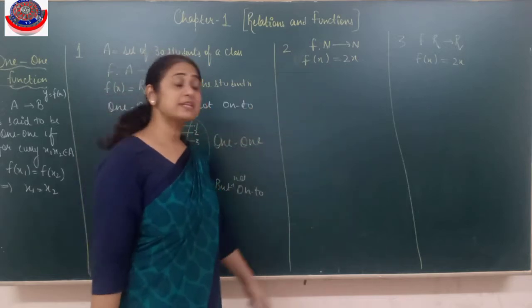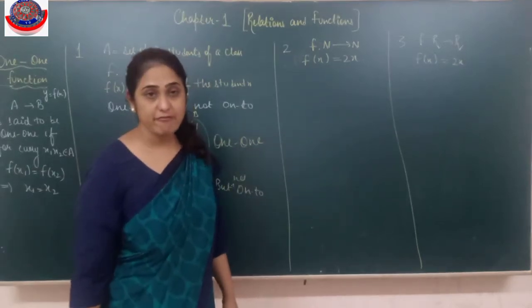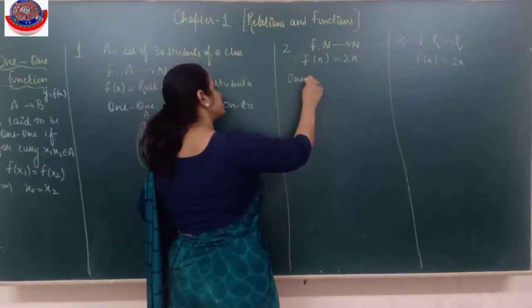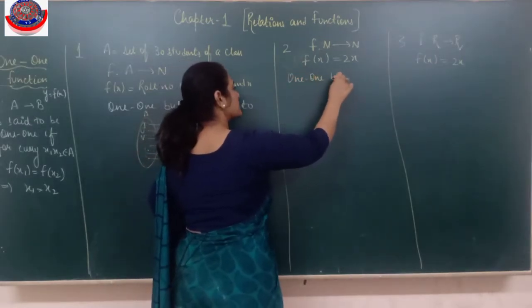This is a function from natural numbers to natural numbers defined as f of x is equal to 2x. Check, it is one-one but not onto.